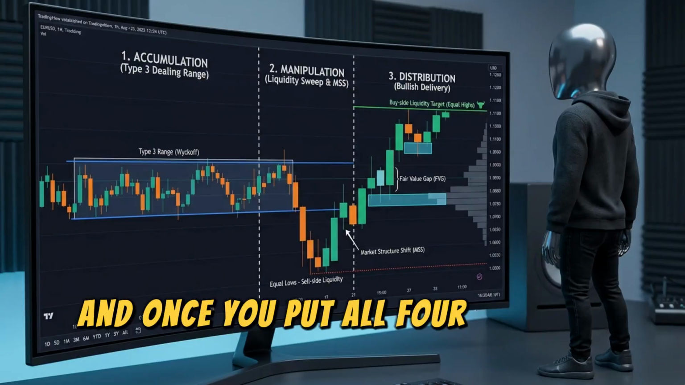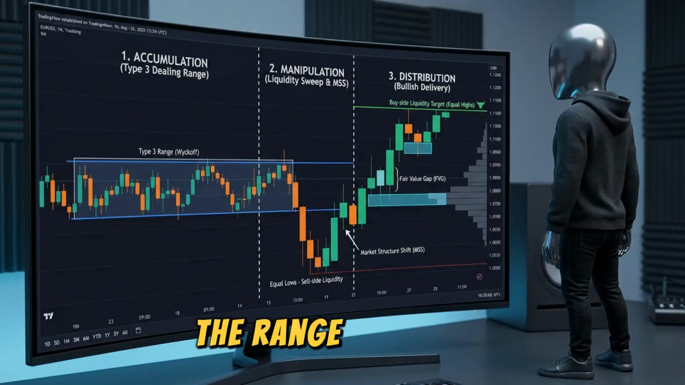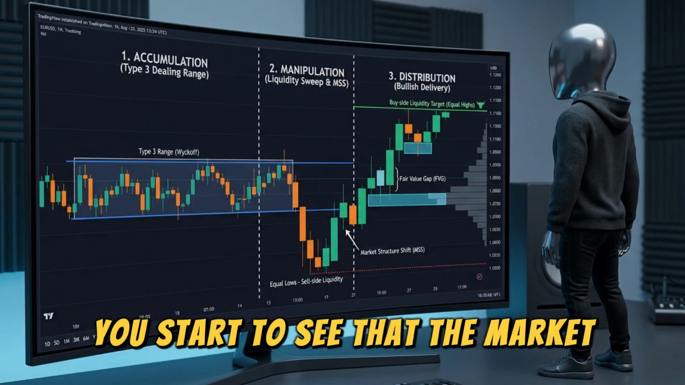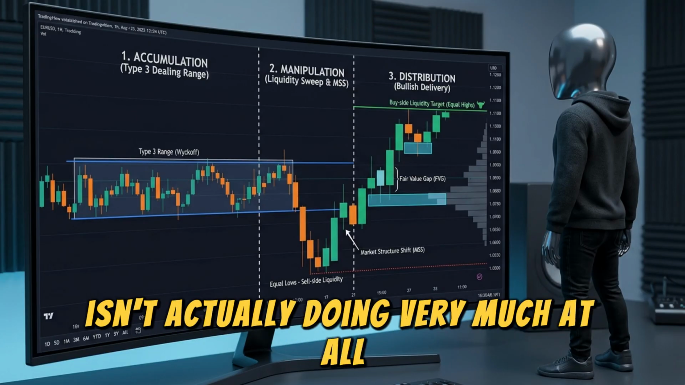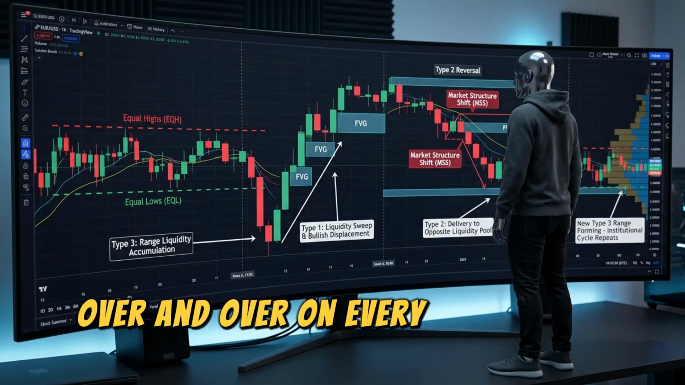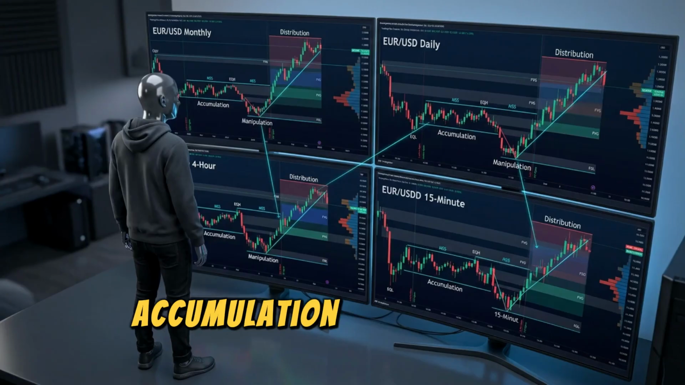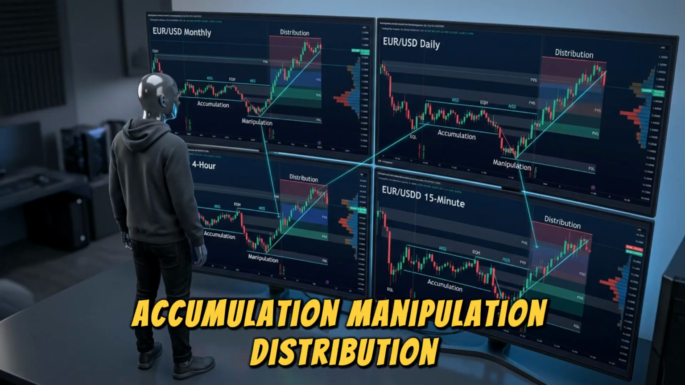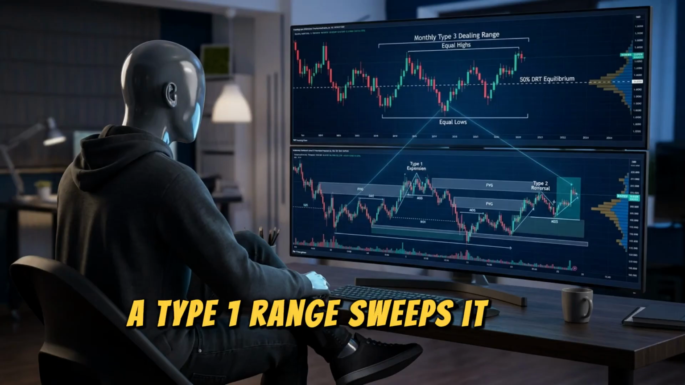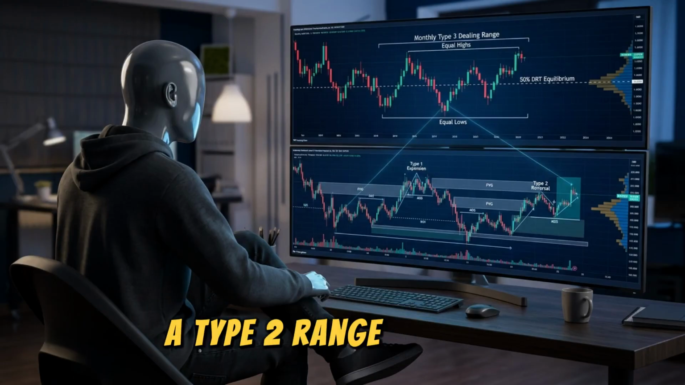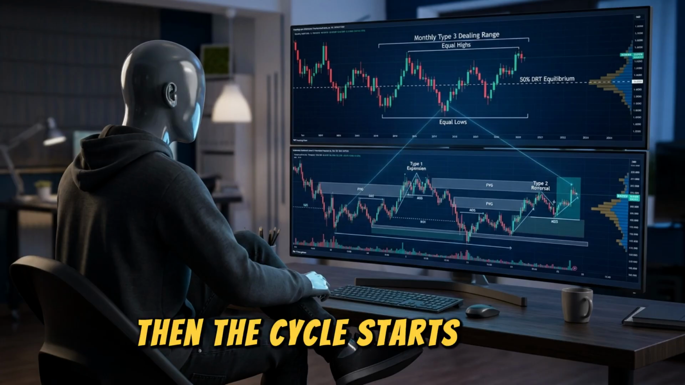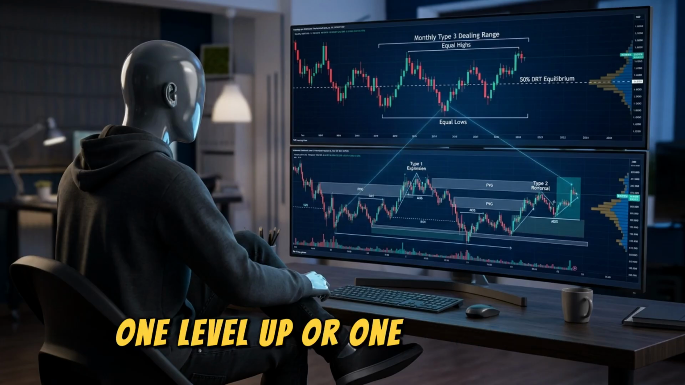And once you put all 4 of these pieces together, the range, the trend, the reversal, and the timing, you start to see that the market isn't actually doing very much at all. It's cycling through the same 3 phases, over and over, on every single time frame. Accumulation, manipulation, distribution. A Type 3 range builds the liquidity. A Type 1 range sweeps it and expands. A Type 2 range reverses and delivers price to the other side. Then the cycle starts again, one level up or one level down.